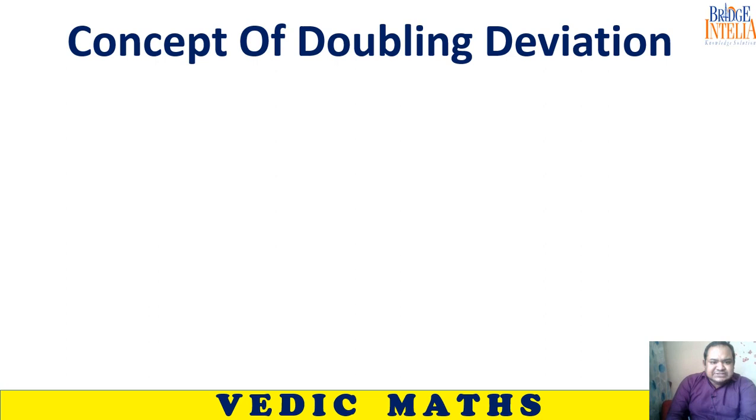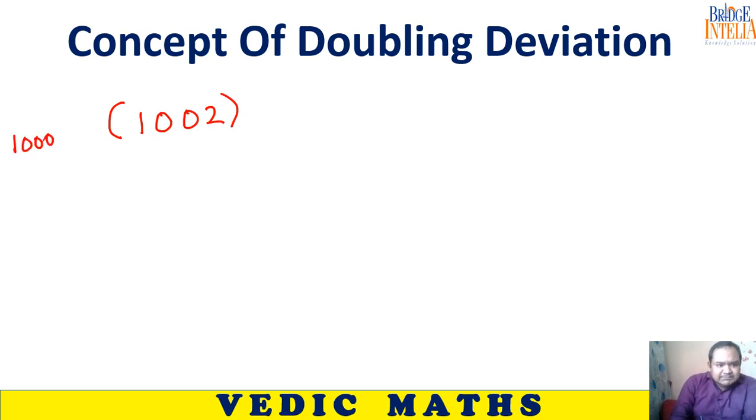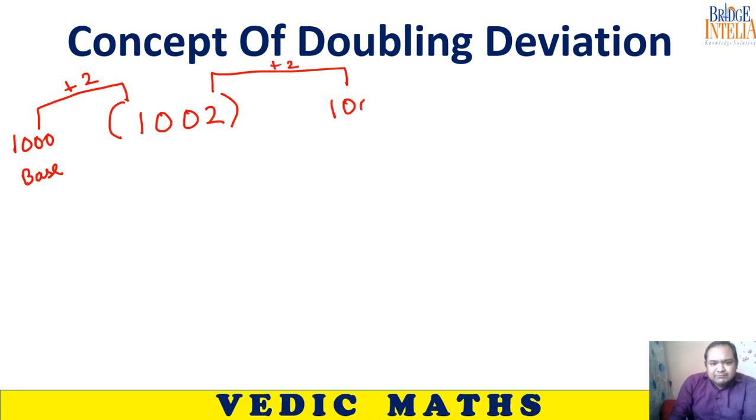So, if I ask you to double the deviation of 1002, what should your answer be? Base is 1000. This number is already 2 steps ahead. You have to double it. Add one more time, add here 2. So, this will become 1004.